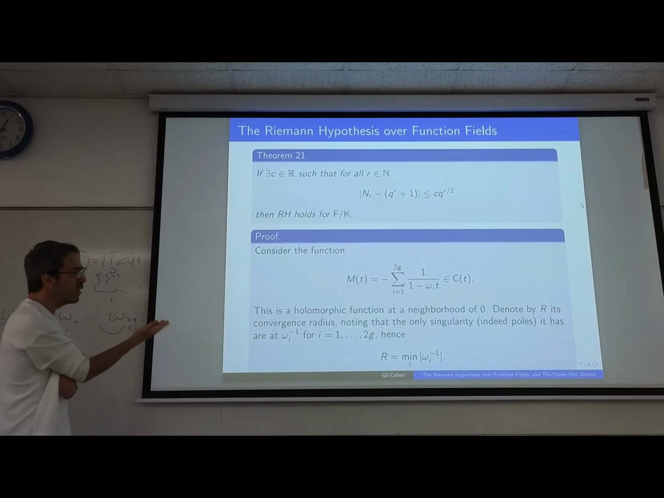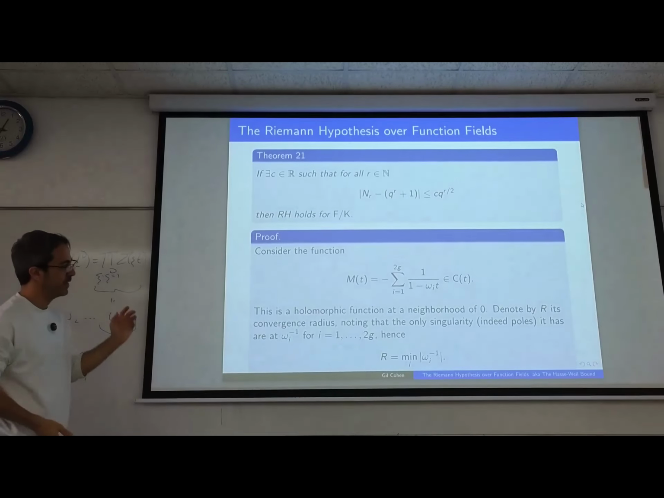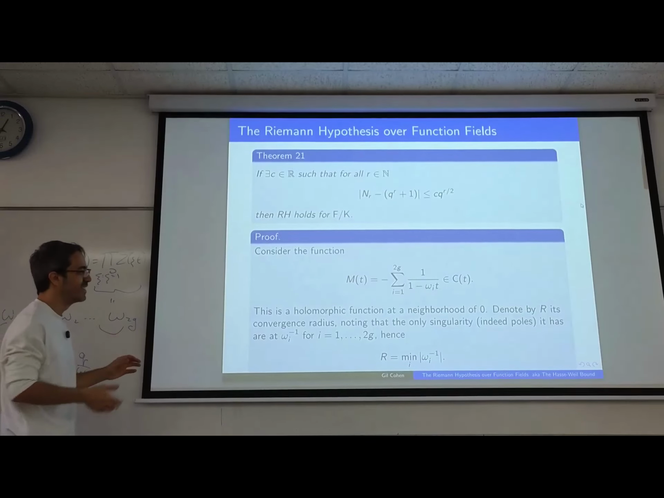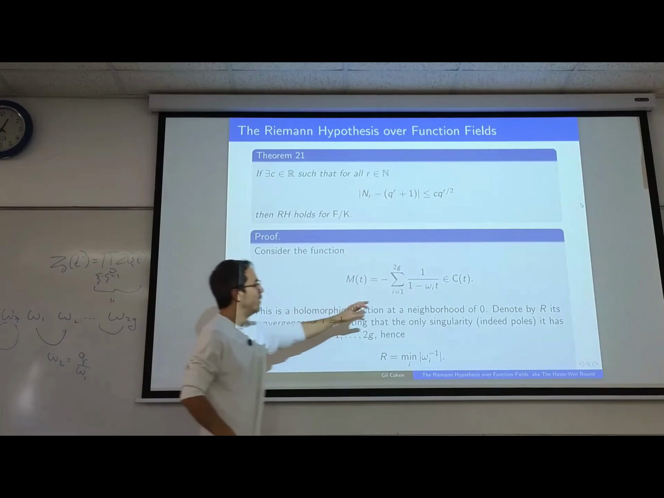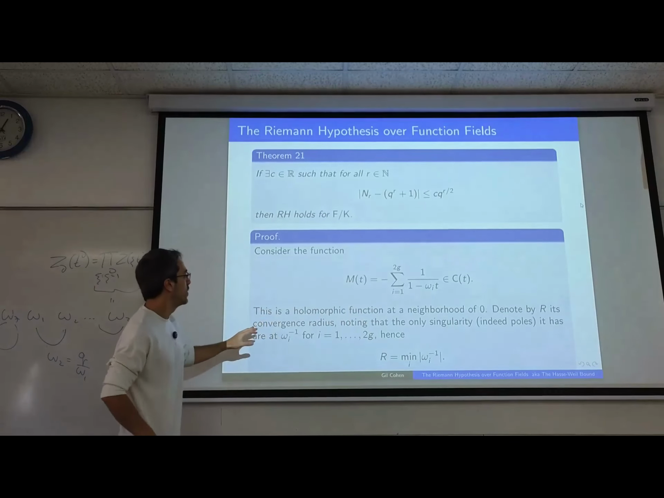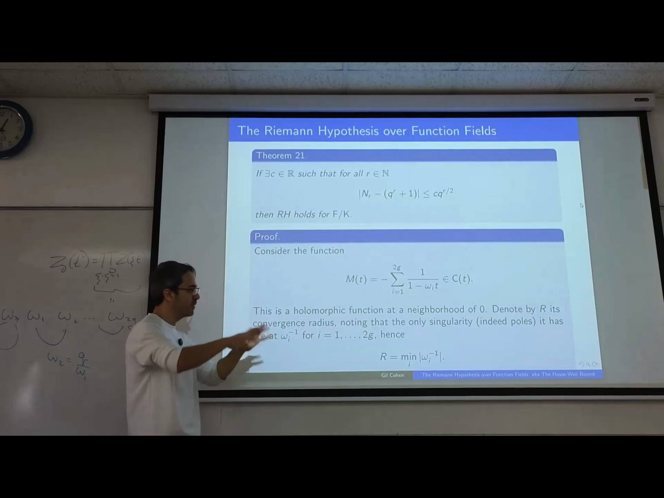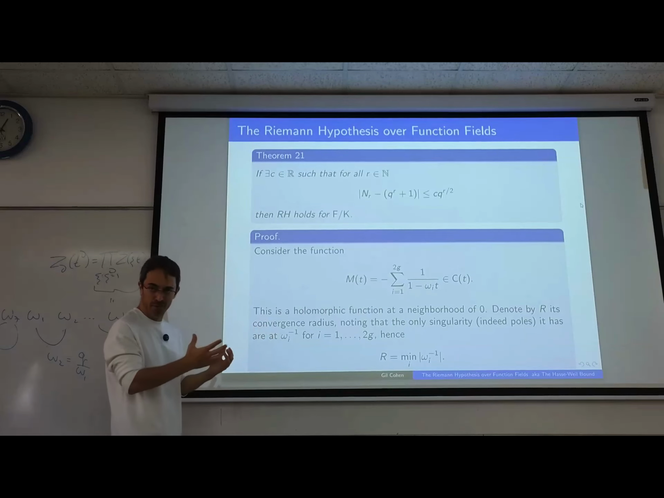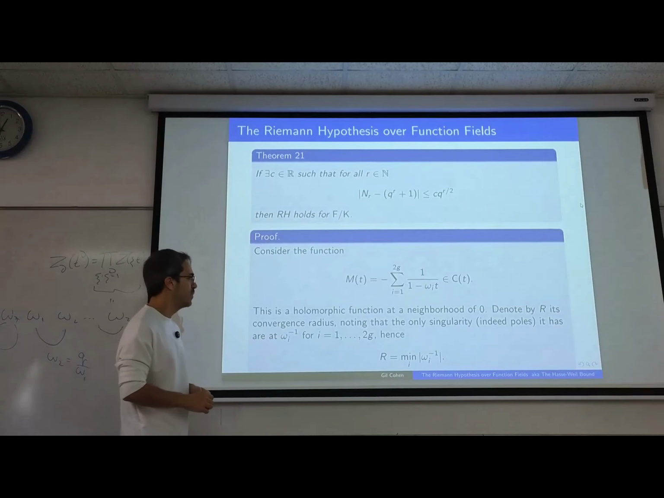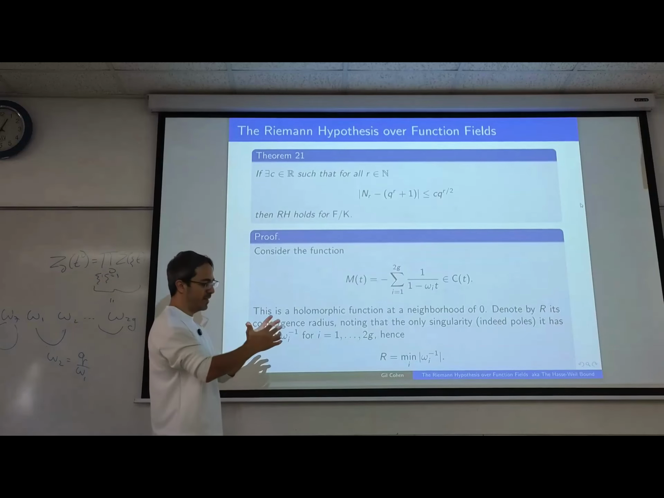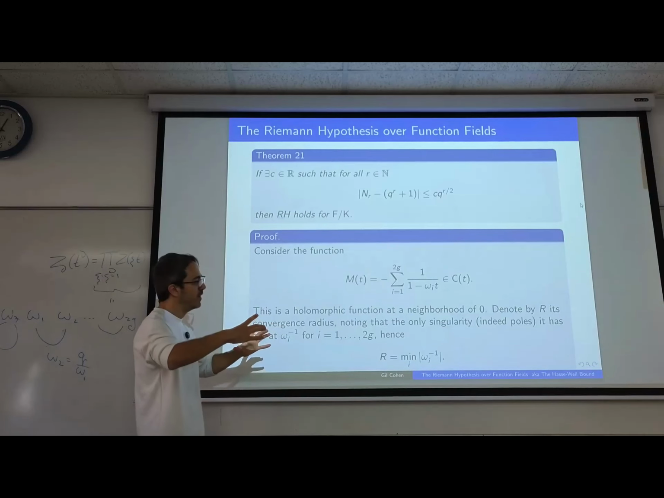So at 0 it's a number. It's minus 2g or whatever, but it's defined. So it's definitely holomorphic, namely differentiable around 0. And actually, the first place which is going to have a singularity when you move away from 0 is where?